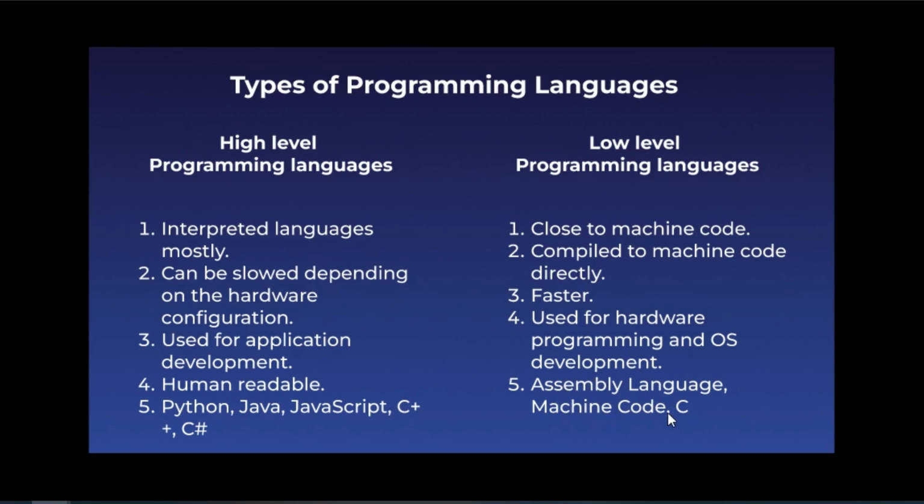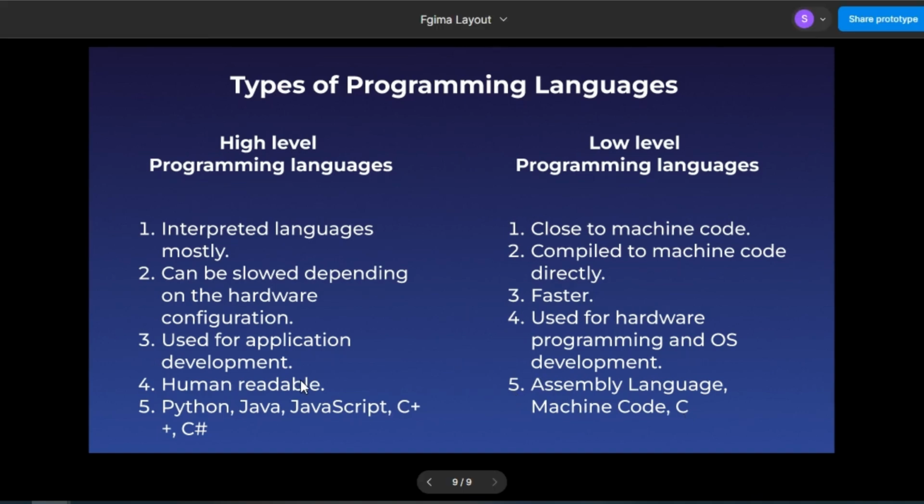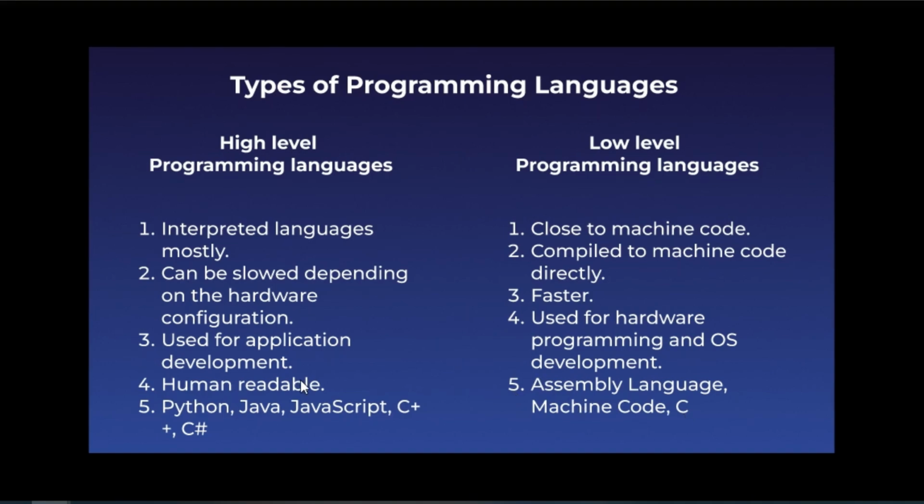So some of the points are like interpreted languages mostly can be slow depending on the hardware configuration used for application development and web apps. Human readable, and these are the examples: Python, Java, JavaScript, C++, and C Sharp.